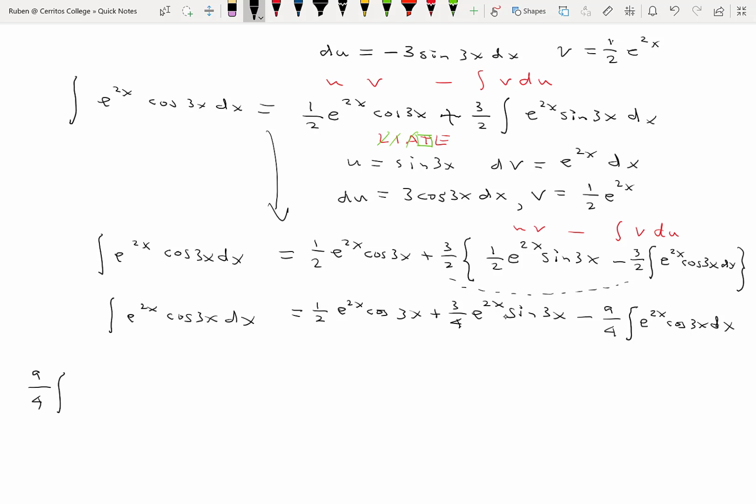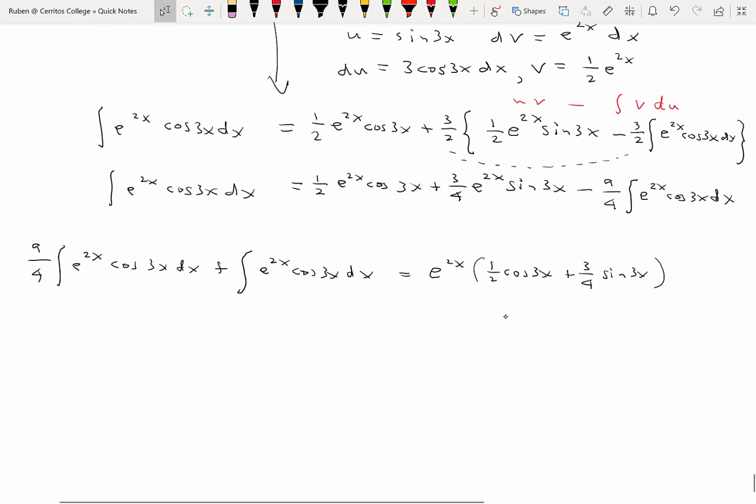So you have 9/4 integral e to the 2x cosine 3x plus the original integral e to the 2x cosine 3x equals that other stuff. I guess I could factor out the e to the 2x. I really don't need to. I'll do it anyway: 1/2 cosine 3x plus 3/4 sine 3x. Okay. Well, I want the integral. So add these two integrals together.